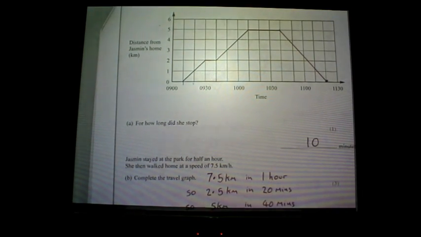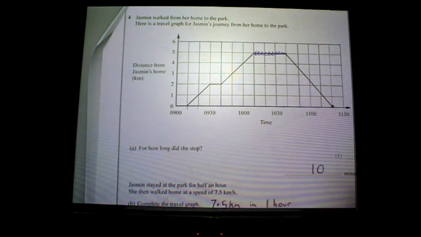Jasmine stayed at the park for half an hour. She then walked home, complete the travel graph. She stayed for half an hour. I'm going to just shade it in, but this is what I've drawn. This is her staying for half an hour along there, so you can see it. Hopefully. There you go, that's her staying for half an hour, so that's what you should have on.